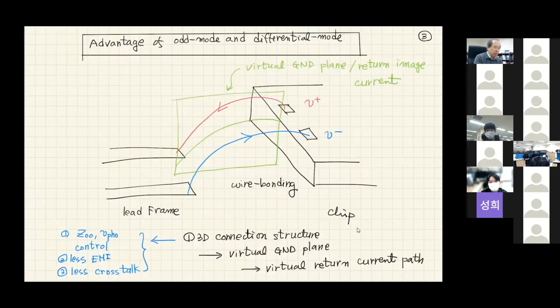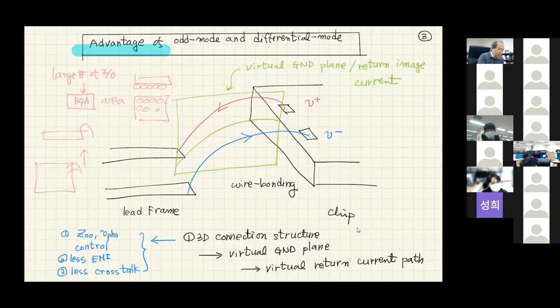This is another example of the advantage of odd mode and differential mode. These days, we have a large number of I/O, because we have to use BGA or something like an area type of interconnection. Wire bonding is using the wire, but BGA type of packaging is the area type. So we have a much larger number of interconnections. Wire bonding is a kind of periphery, so one-dimensional array. But if we are using BGA, we're gonna have a much larger area type of interconnection. So basically, we can increase the number of interconnections.